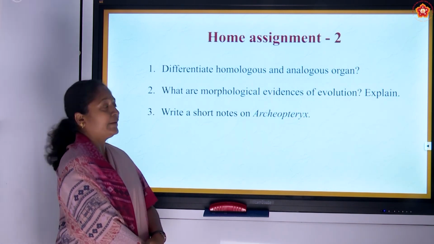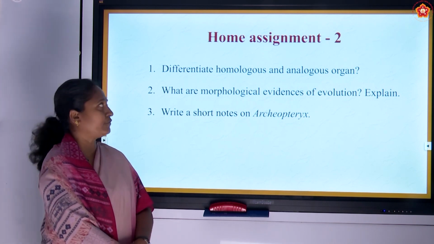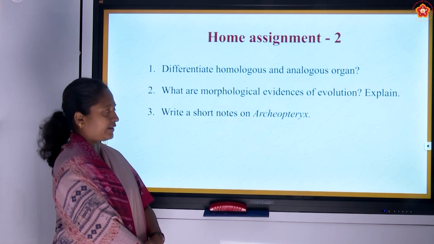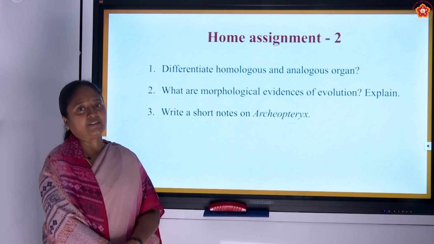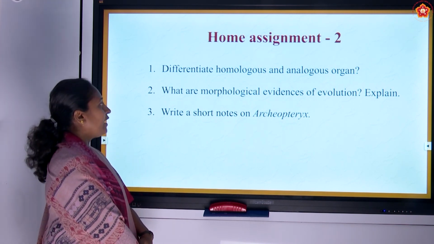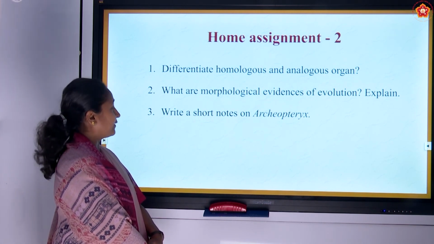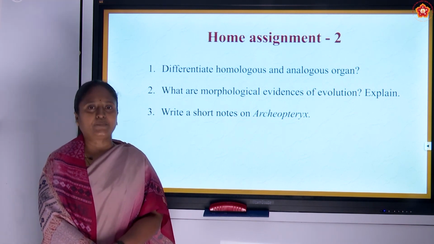So with that, we are coming to the end of this session. We have a few questions listed as a home assignment for you. The first one is: differentiate homologous and analogous organs. Since it is a differentiation question, you are expected to write it in a tabular column. The next question is: what are morphological evidences of evolution? Explain. Third question: write a short note on Archaeopteryx.